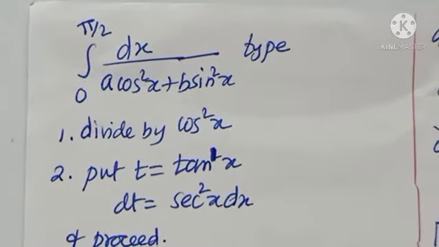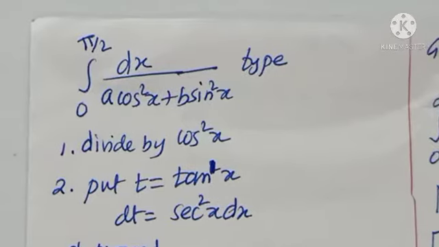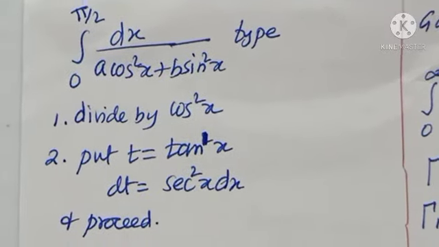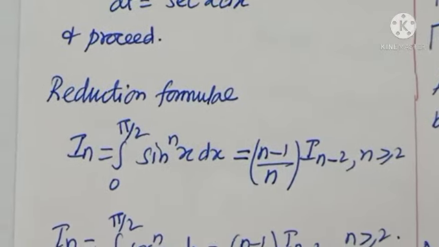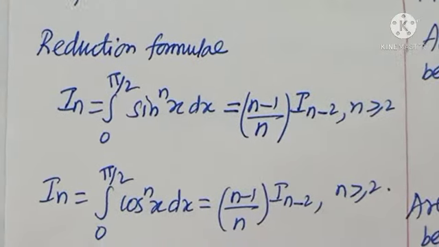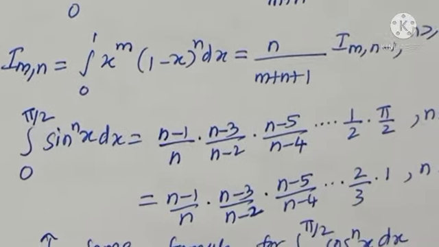Problems of the type integral 0 to pi by 2 dx by a cos square x plus b sin square x. Divide by cos square, put t is equal to tan x and we proceed. Reduction formula is most frequently used in objective type questions.